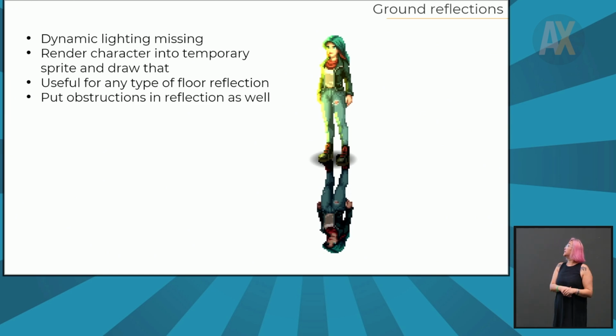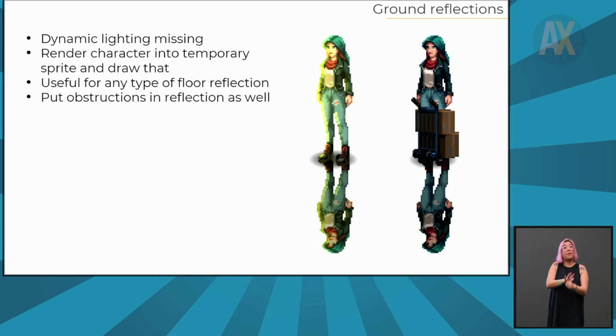This way, you'll get the dynamic light in the reflection too, so you can see that here exactly. You also want to take obstructions in mind, because if you have something in front of the character or in between the reflection and the character, you'll also want a reflected copy of that as well. So like here we have the boxes, we scale them down and do the whole process with them too.